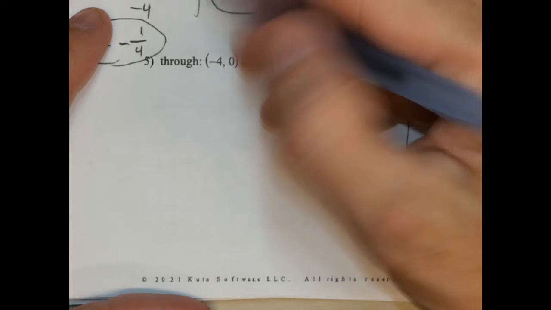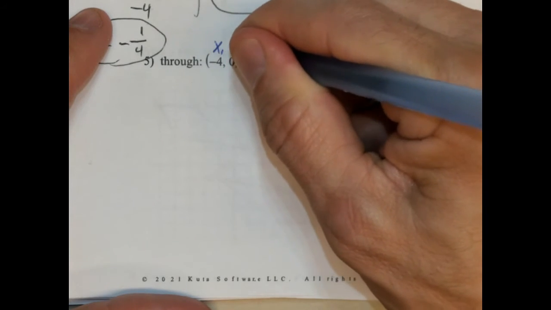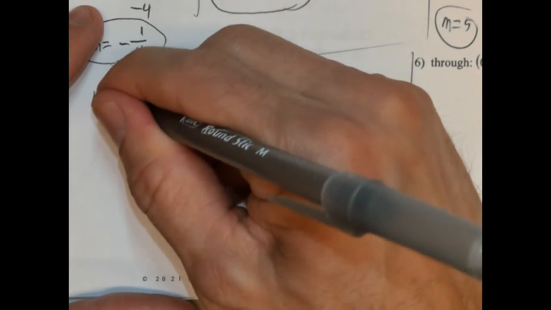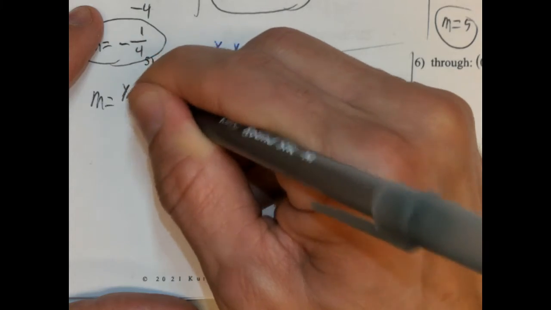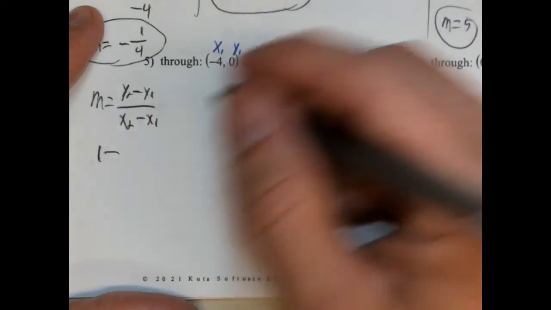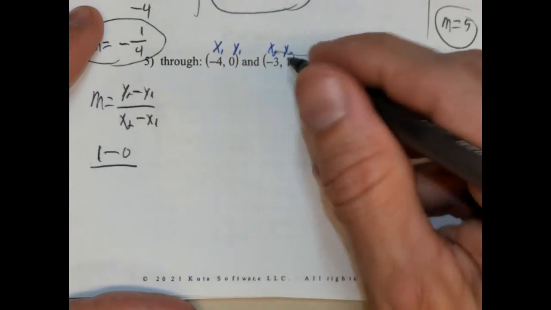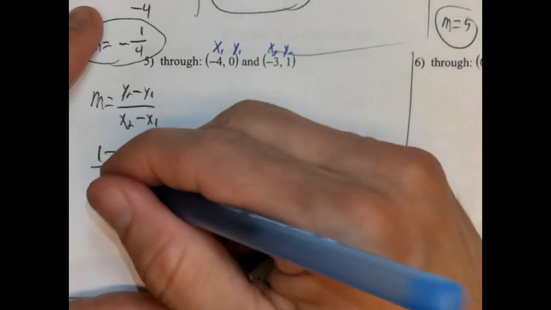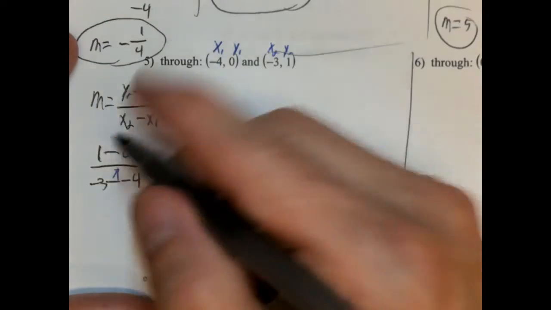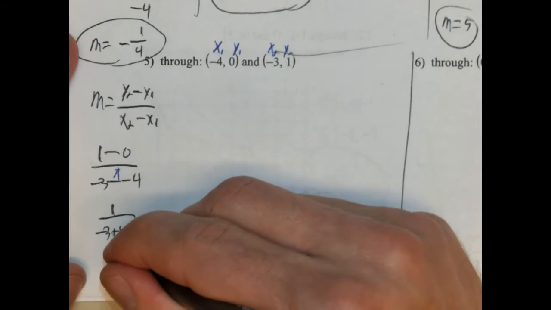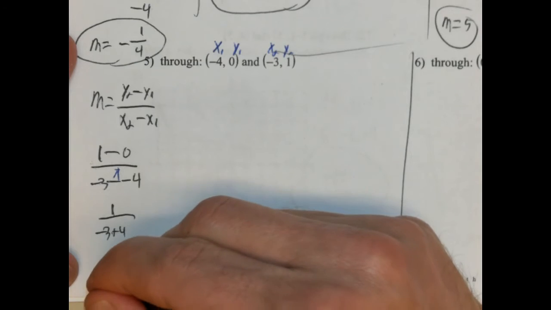So let's label our points. We have x1, y1, and x2, y2. So our m is going to be equal to y2 minus y1 over x2 minus x1. So our y2 is 1 minus our y1 is 0. And our x2 is negative 3 minus negative 4 because that's our x1. So we have a double negative to get rid of. It's going to become plus. Okay, 1 take away 0 is 1. So we have 1 over negative 3 plus 4. And negative 3 plus 4 is 1. So 1 over 1 is 1. That's our rate of change.